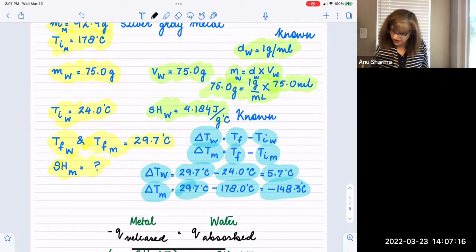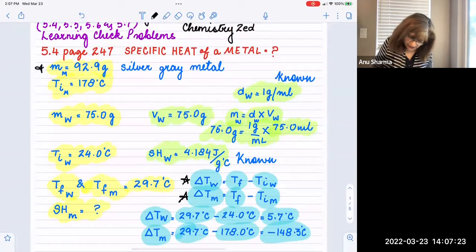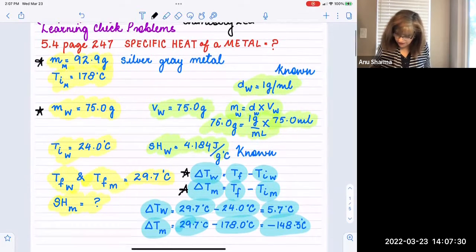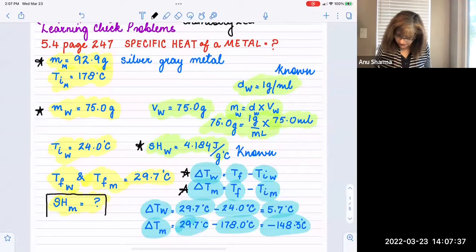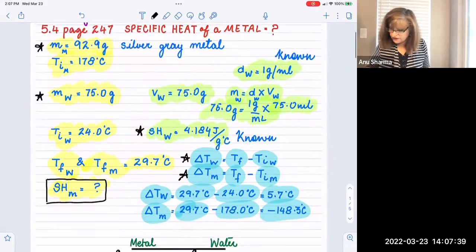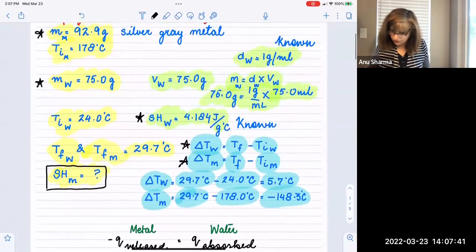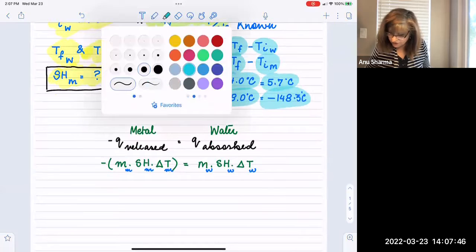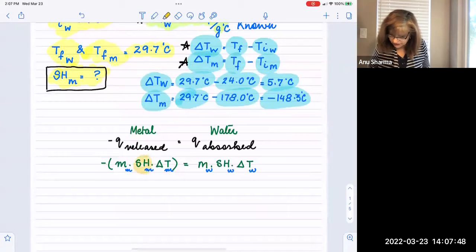So the temperature of the metal decreases and the temperature of the water increases. Okay, so we have now found the delta T values. We have the mass of the metal, we have the mass of the water, we have the initial temperatures, and so we found the delta T value from there. We have the specific heat of the water, and the specific heat of the metal is what we need to find. So we have all the other variables, but the unknown is the specific heat of the metal, which we are trying to find.